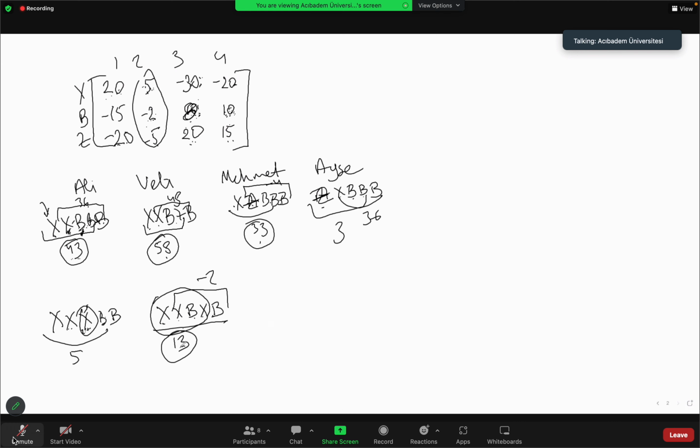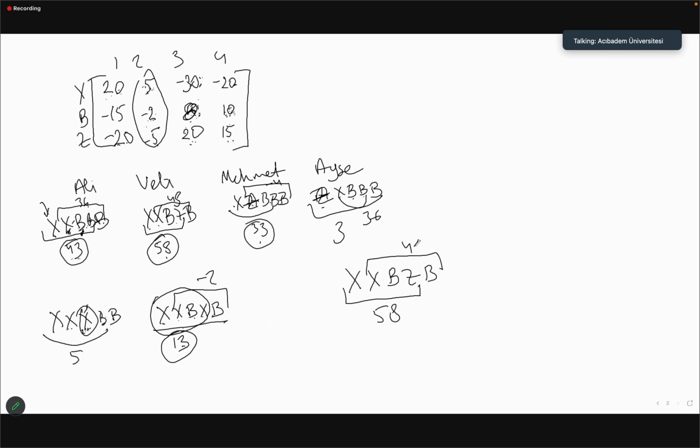Okay. What about Veli? Is there a single mutation that can cause Veli to have bad bioinformatics disease? XXBZB has a score of 58, and this has a score of 48. I want both of them to be a negative score. Professor, it's XXBZ, right? So XXBZ is 48, not 58? 25 plus 40... 48. Yes, this is 48.